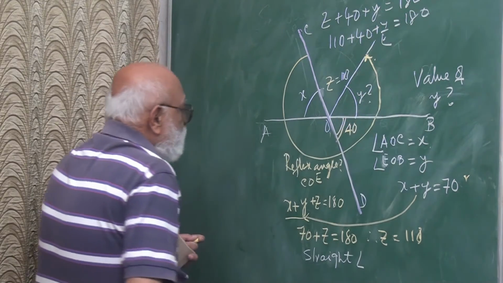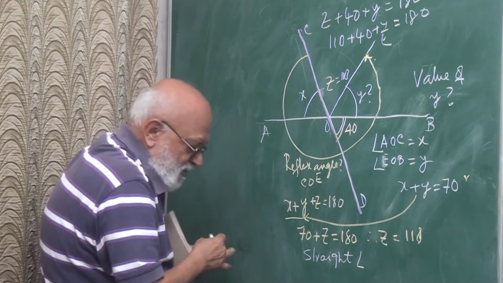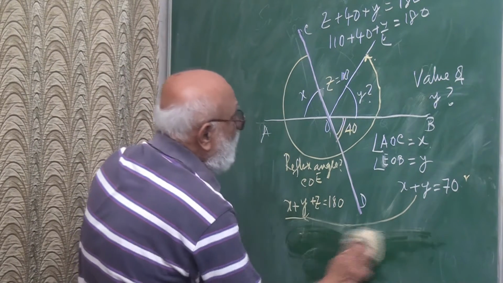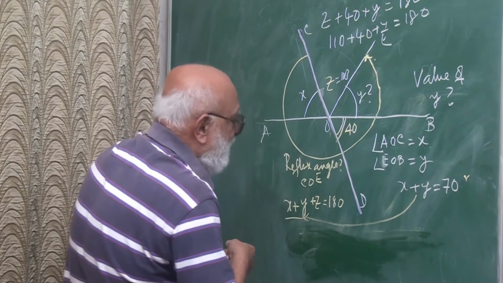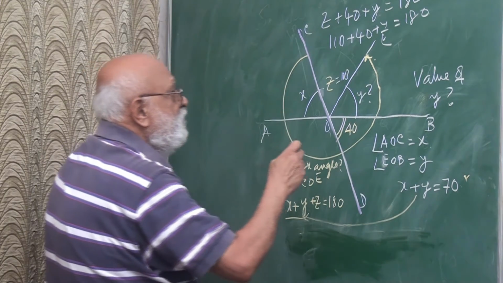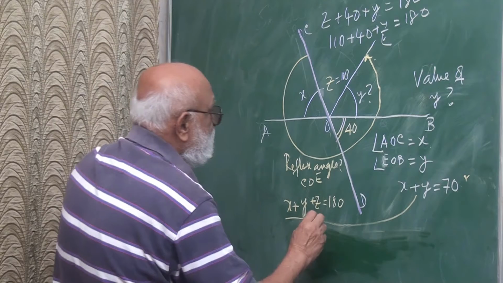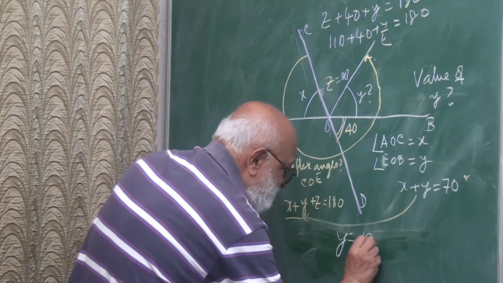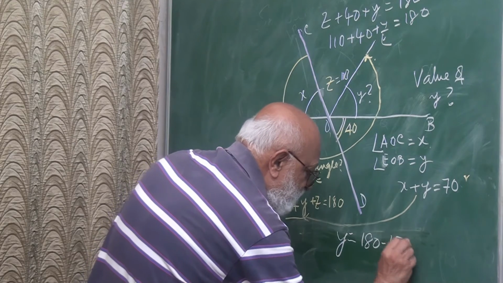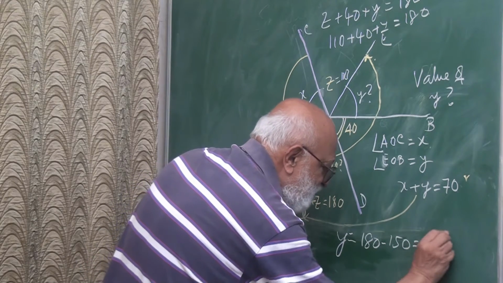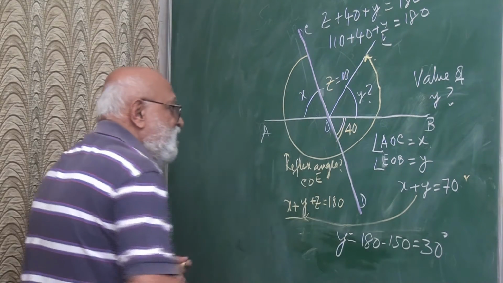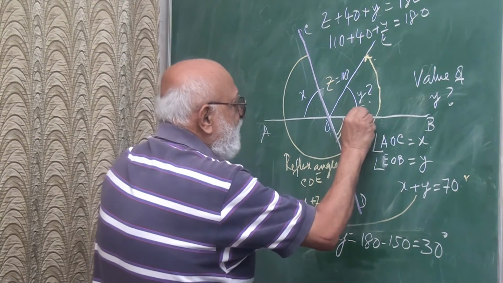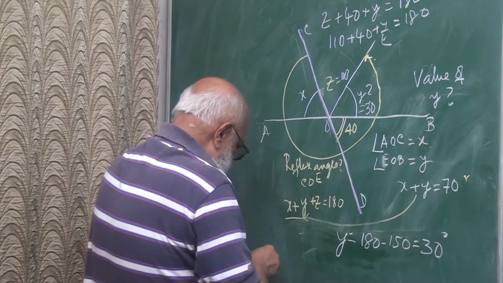Right? So I'll come on this side. Or I can erase this part. If I erase this part and write there, then Y would be equal to 180 minus 150, that is equal to 30 degrees. I am not writing degrees because it's known when I am working on this area that it is in degrees. So this is equal to 30. We now know all this.